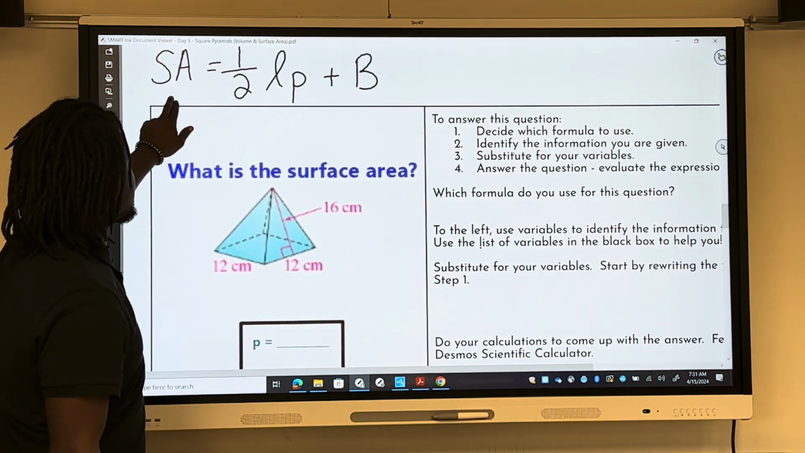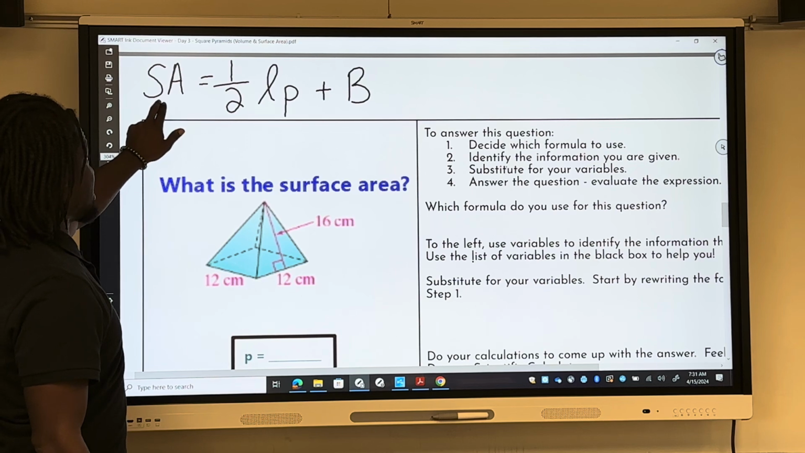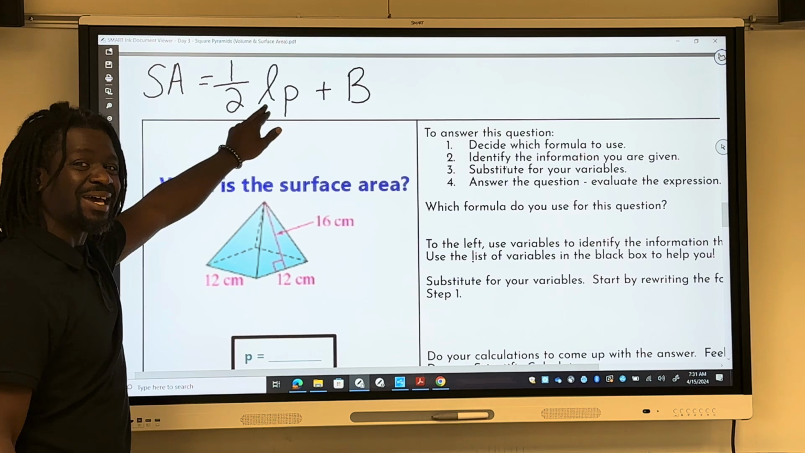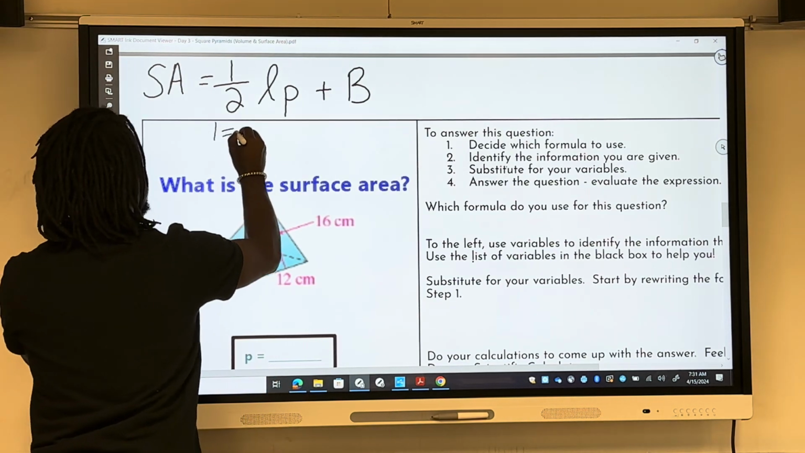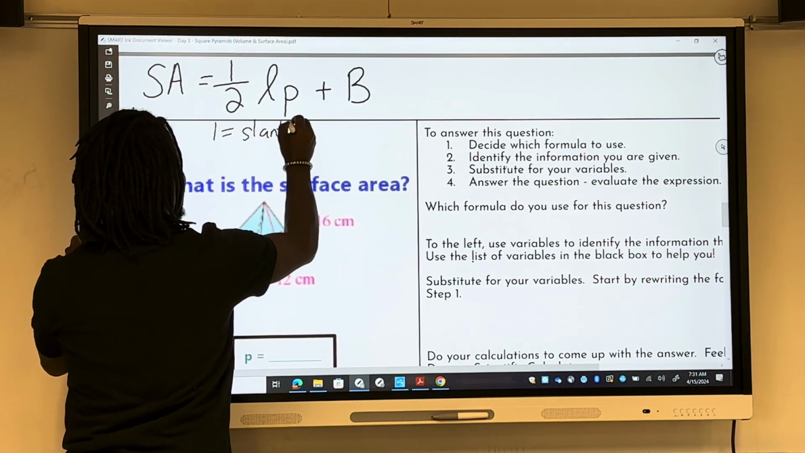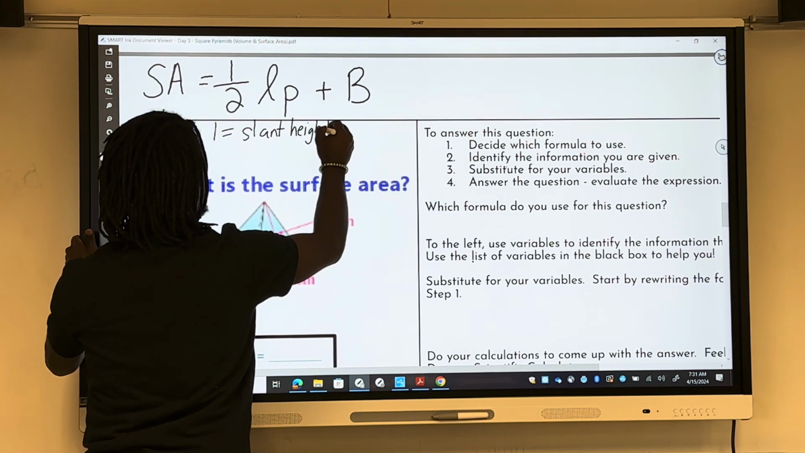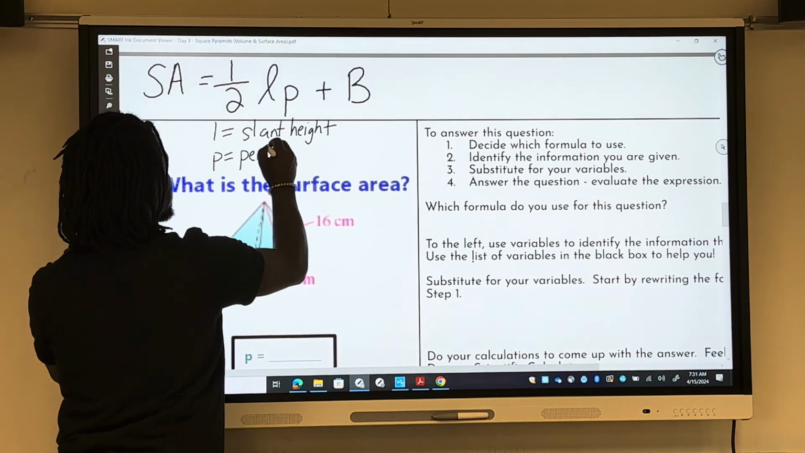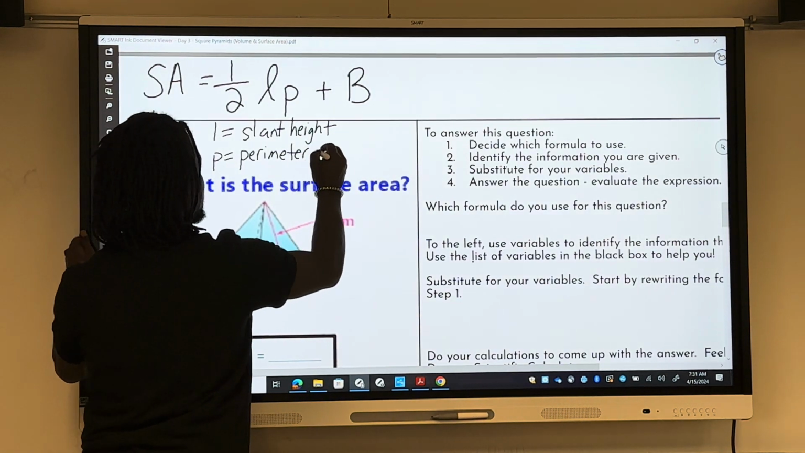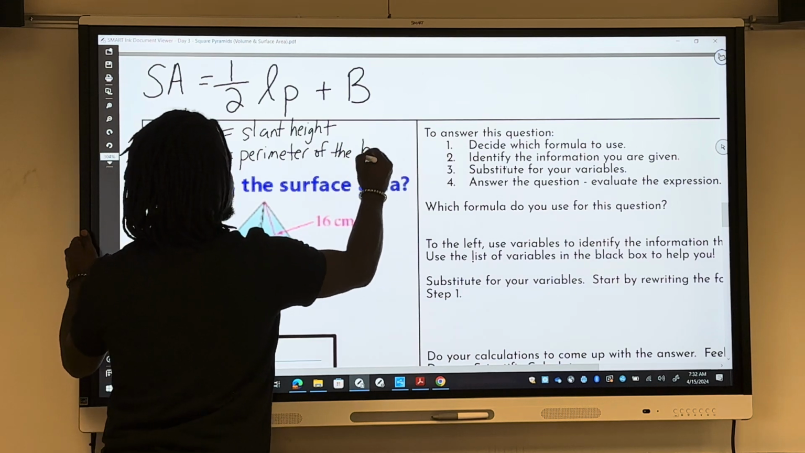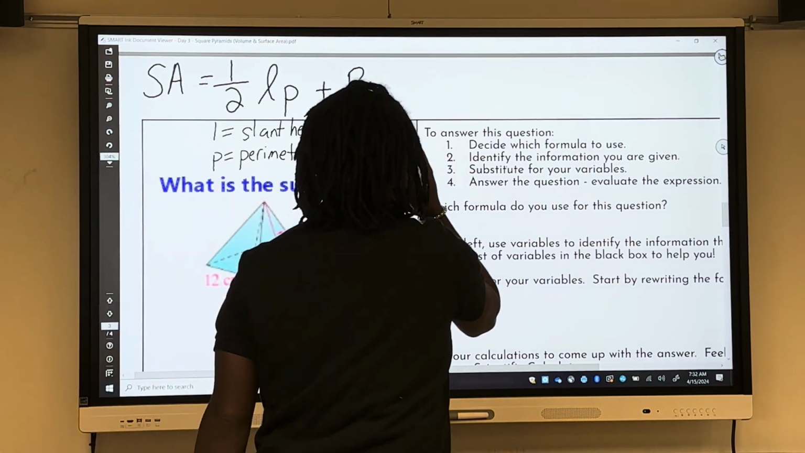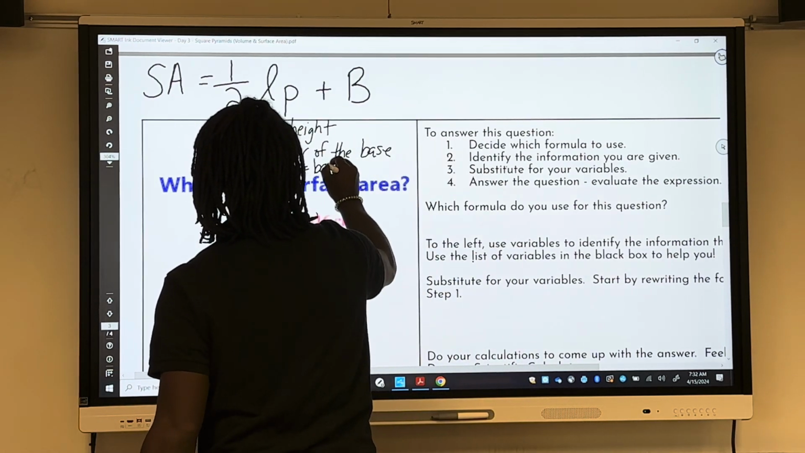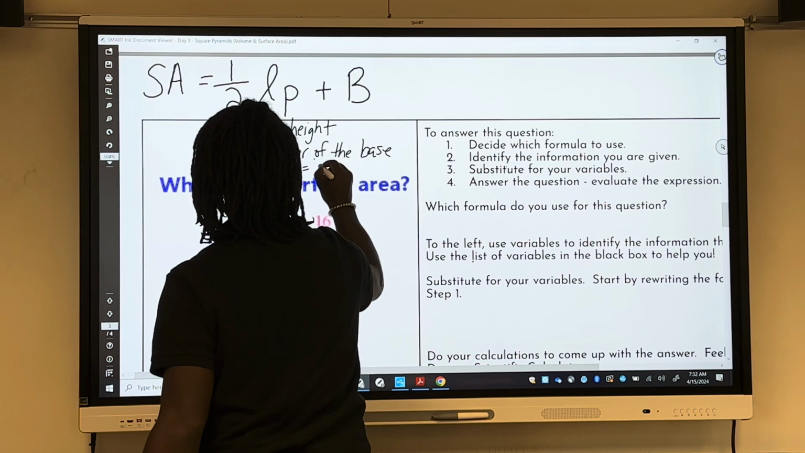So, what is the surface area? Again, the formula here of a square pyramid is the surface area equals 1/2 times the L, times the P, plus big B. This L right here is what's called the slant height. So the L is your slant height. We did use that for the cone as well. The P represents the perimeter of the base. And then the big B, that's the same thing we used for the last one. The big B is the area of the base.